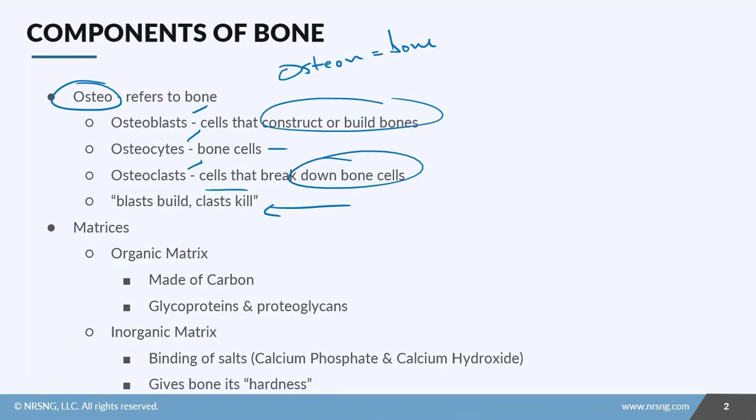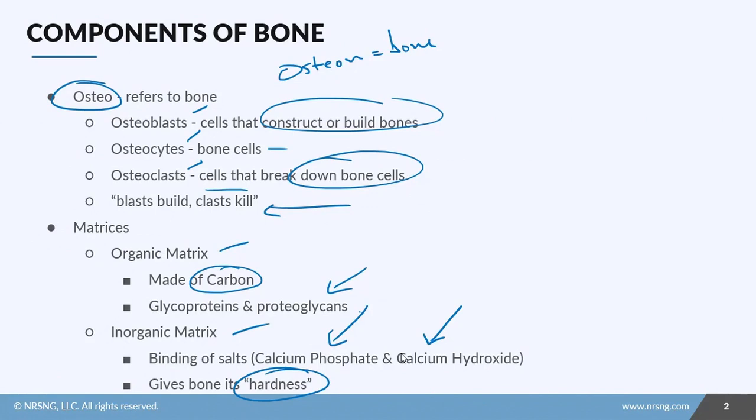Also inside bone, you're going to have the intercellular substances called matrices. You have an organic matrix and you have an inorganic matrix. In the organic matrix, that's where carbon is, but also it's where glycoproteins and proteoglycans are stored. The inorganic matrix is the intercellular substance that gives bones their hardness. The reason is because this is where the binding of salts happens. This is also where there's a reservoir for different types of calcium salts. So you have calcium phosphate and calcium hydroxide, and they're stored in the inorganic matrix inside bone.